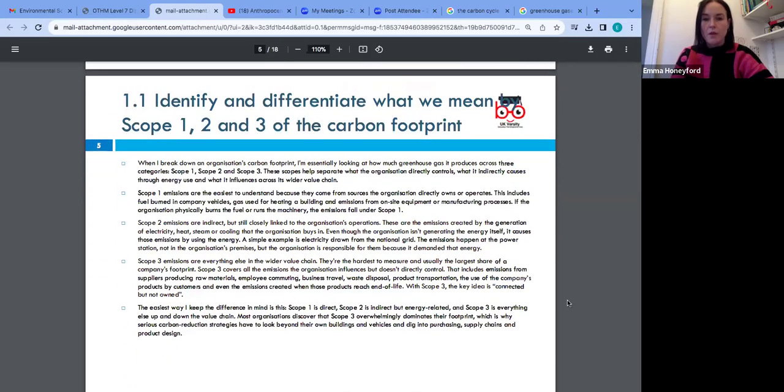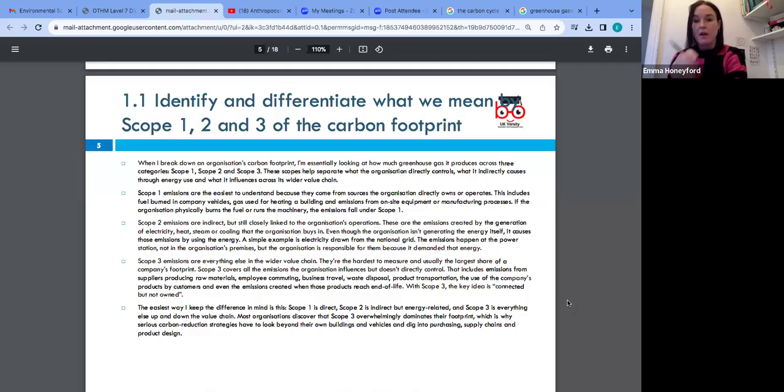So 1.1, Learning Outcome 1, this is around identifying and differentiating what we mean by the 3 scope areas, so scope 1, 2, and 3 of the carbon footprint. When we look at an organisation's carbon footprint, it's a way of looking at how much greenhouse gas is being produced across an organisation, and the methodology that is commonly used is to break it down across the 3 different scope areas.